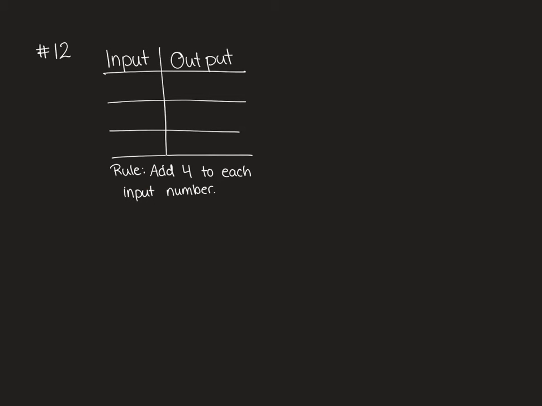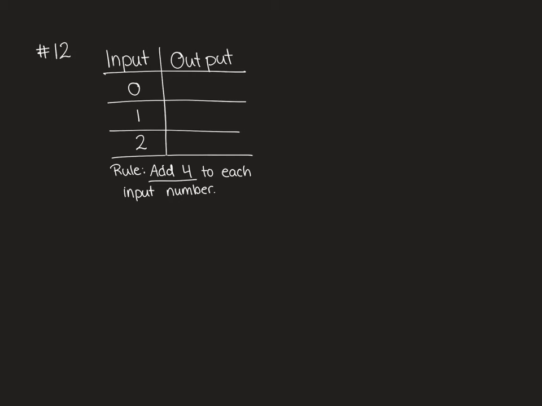For number 12, they are going to start by giving you an input and an output chart. So instead of having rows and chairs or squares and triangles, we're going to have our input, the number that we put in, and our output is the number that comes out. It's almost like an imaginary input-output machine. So they're going to give you a rule. So for this one, we add 4 to each input number.